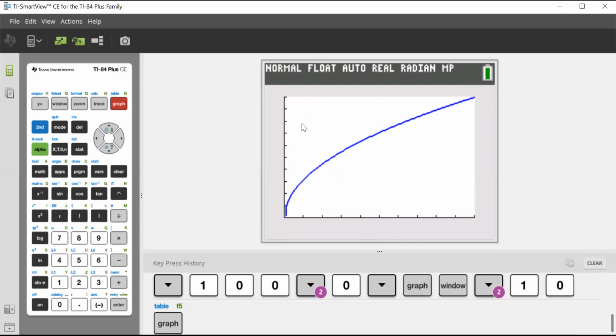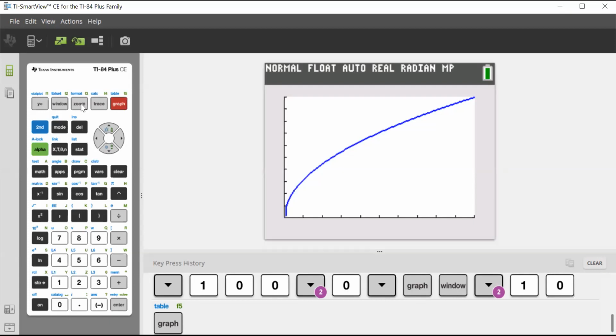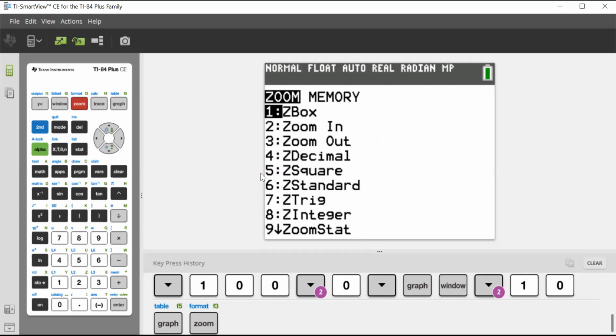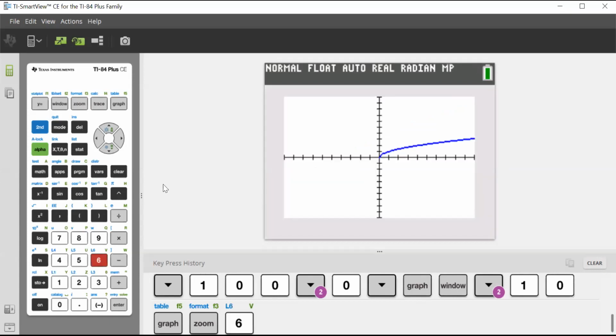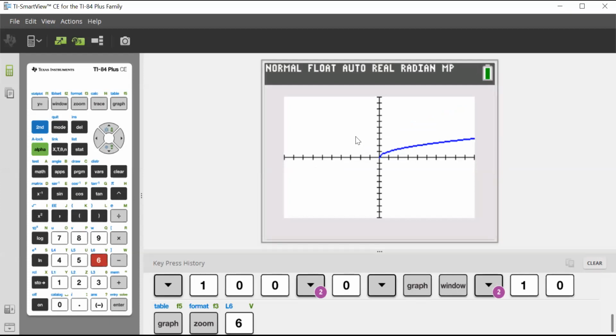Now, let's say I want to get back to my standard 10 by 10 window, the one that I started with. Well, the way we can do that is if we press the zoom button here in the middle. And then notice number 6 down here says ZStandard, which means zoom standard. So I can either arrow down to that and press enter, or just press 6, and it takes us back to that 10 by 10 window. So that's often helpful if you've been changing some things on the window on your calculator. Getting back to the standard window can be important.